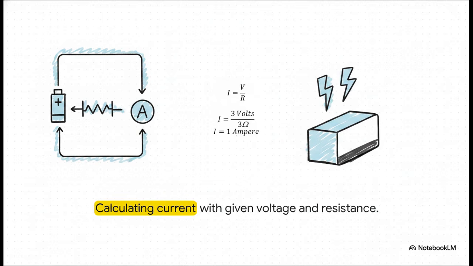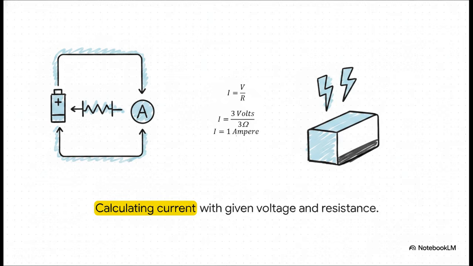Let's walk through a concrete example. Say we want to determine the current flowing through a standard circuit, and we already know the voltage and resistance. We just plug our numbers into that I equals V divided by R formula. So taking 3 volts and dividing it by 3 ohms of resistance perfectly calculates that exactly 1 amp of current is flowing through that system.